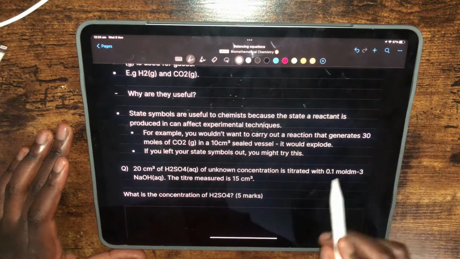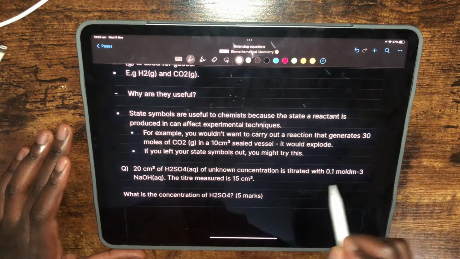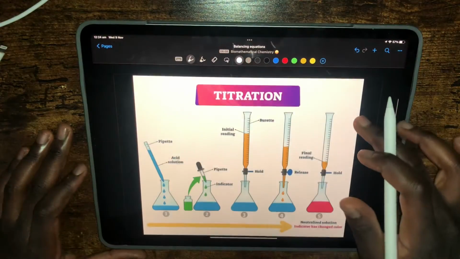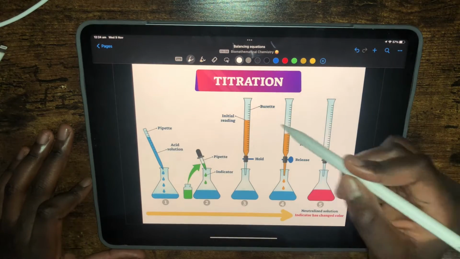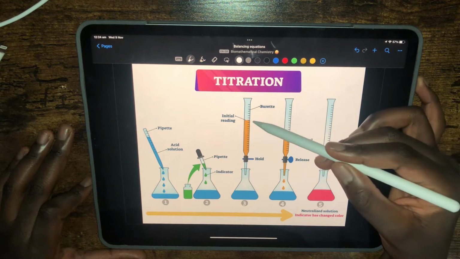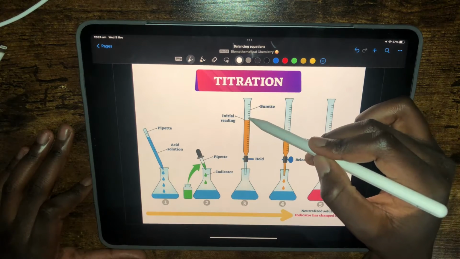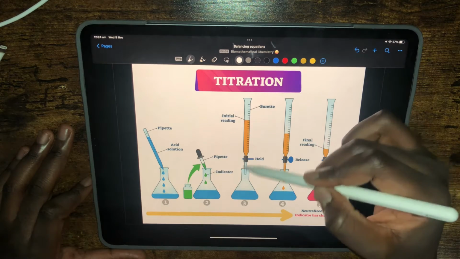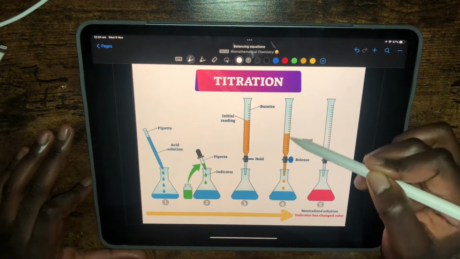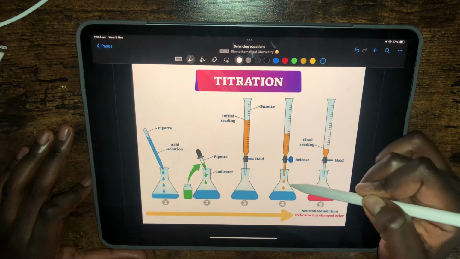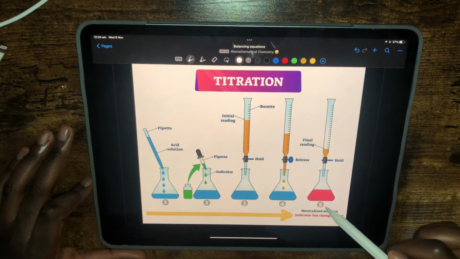But you know the concentration of that is 0.1 moles per dm cubed, right? Of sodium hydroxide. And they put the indicator in here, and in order for the full reaction to occur, it said 15 centimeters cubed of it was the titer. So if you release 15 centimeters cubed of this NaOH into the conical flask, the color change will happen.